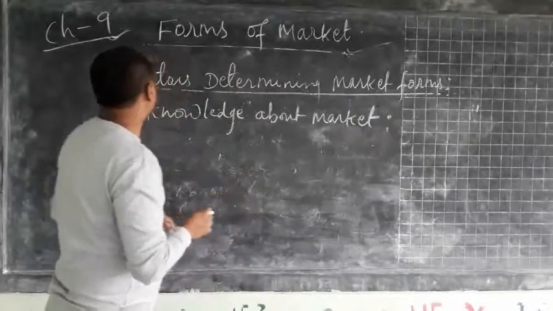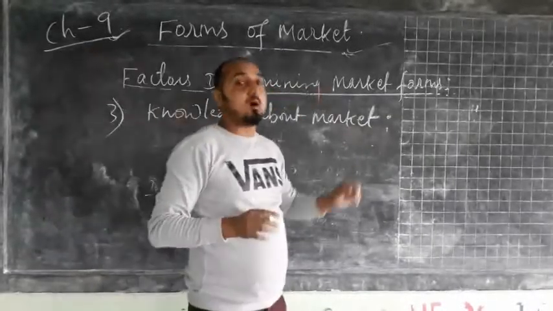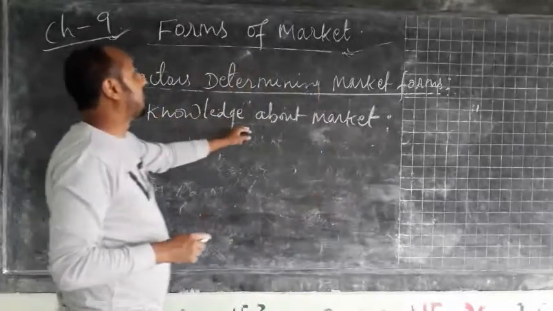The third factor determining the forms of market is knowledge about the market.